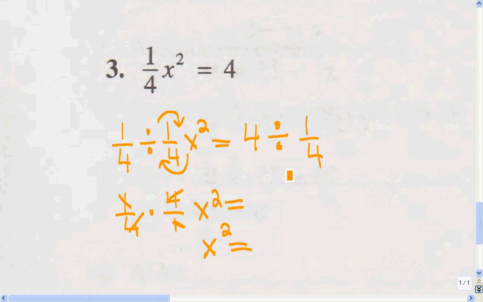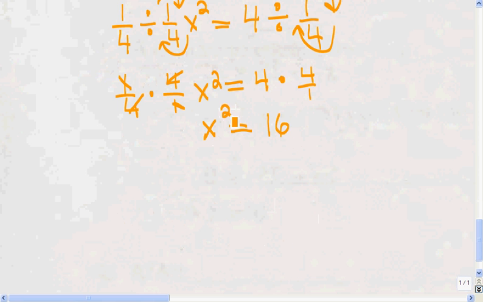Now here, I'm going to do the same thing. I'm going to change this to multiplication, and I'm going to flip this fraction. I'm going to have 4 over 1. 4 times 4 is 16. 16 over 1 is 16.